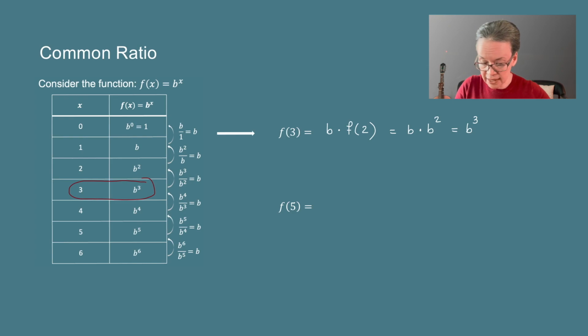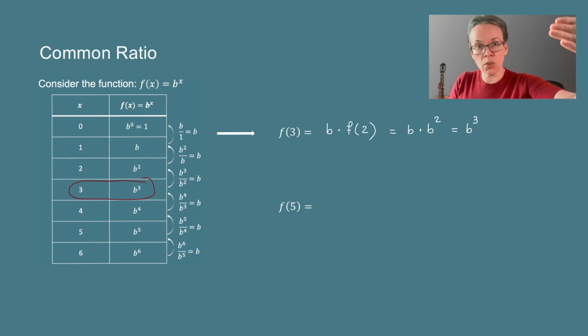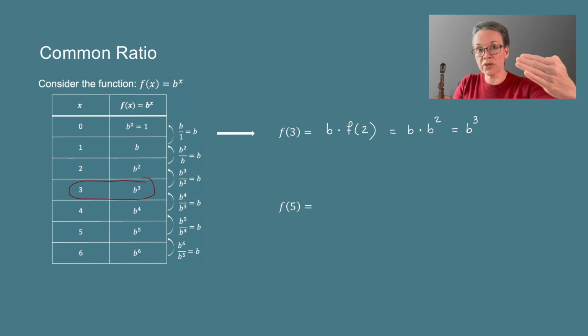So what this is saying is that if the common ratio is equal to b, and I know that when dealing with exponential functions, I can always generate the y value at a specific value of x by using the common ratio on the previous y value, the y value that is one step backwards.